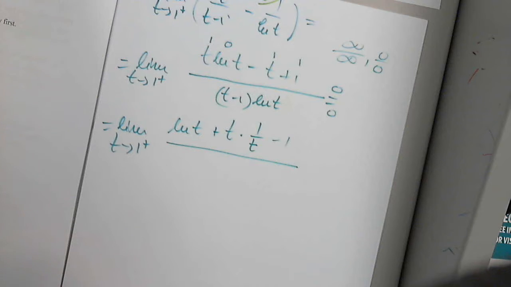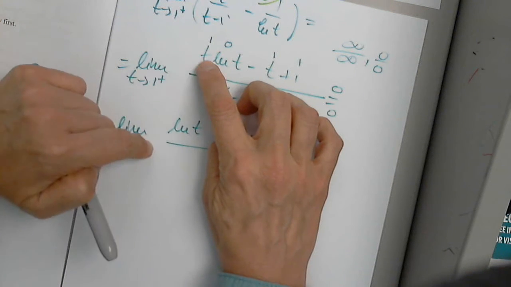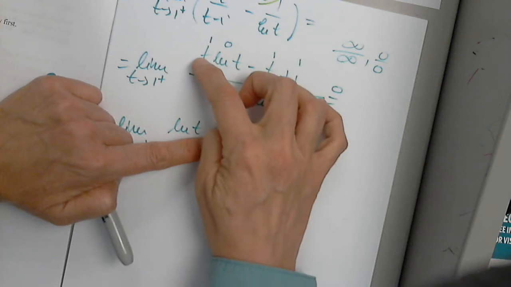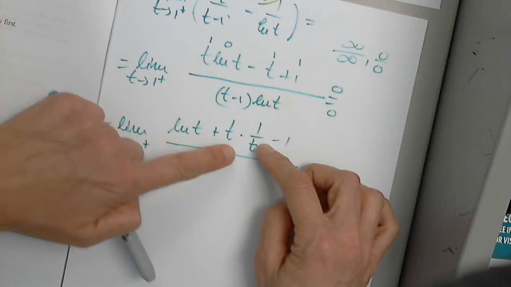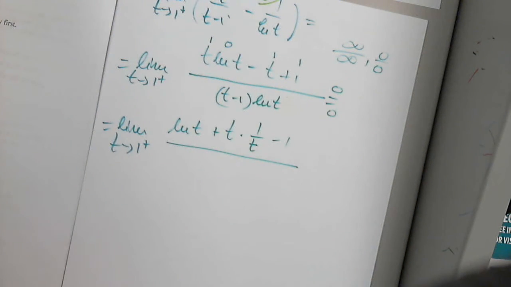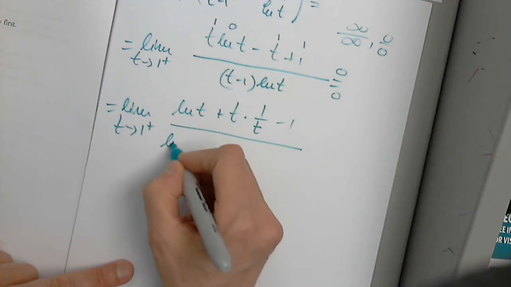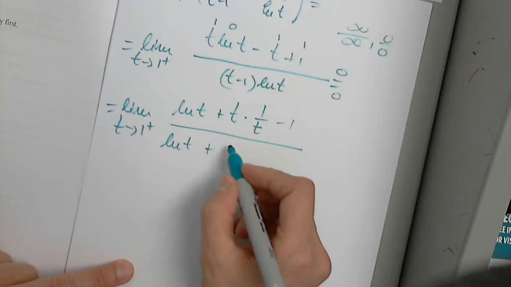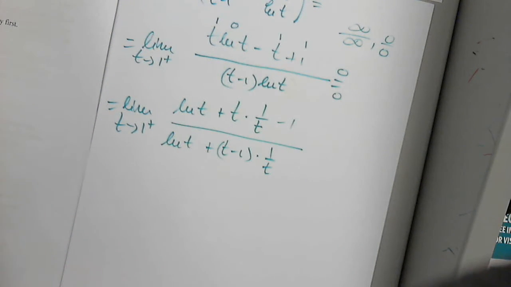Yes, please. First function, second function. First function prime is 1 times the second function, plus the first function times the second function prime. Minus, the prime of this is negative 1. The same thing, the product rule in the denominator: the first function prime is 1, natural log t, plus t minus 1 times 1 over t. Same rule, product rule.